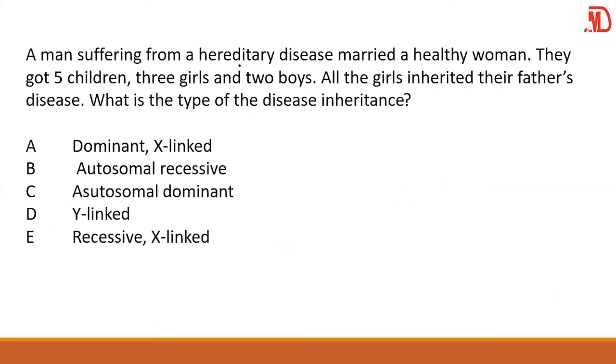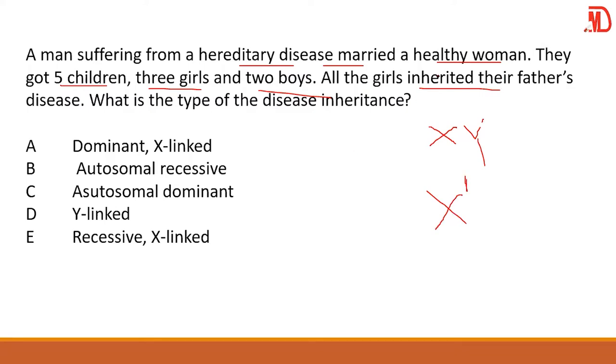A man suffering from a hereditary disease married a healthy woman. They've got 5 children, 3 girls and 2 boys. All the girls inherited their father's disease, and you know that the father is XY. If all the girls inherited the disease, it means the disease is found on the X chromosome, because that's the only time the father can donate his X chromosome to a baby girl.